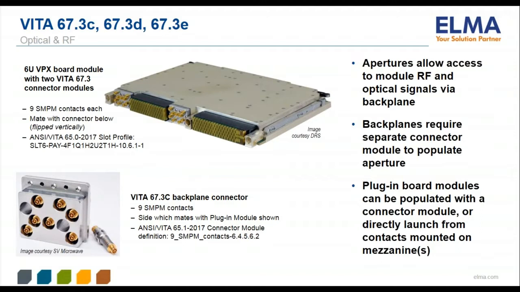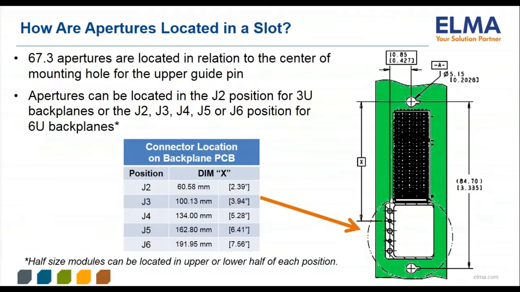This 6U plug-in module example shows a VITA 67.3 connector module in the J3 and J6 locations. The illustration on the right is from the VITA 67.3 standard, and it shows a 3U slot profile with VITA 67.3C module located in place of the J2 connector.